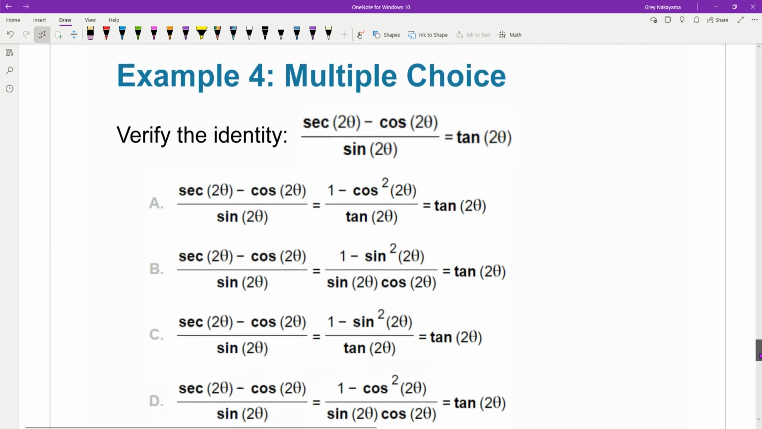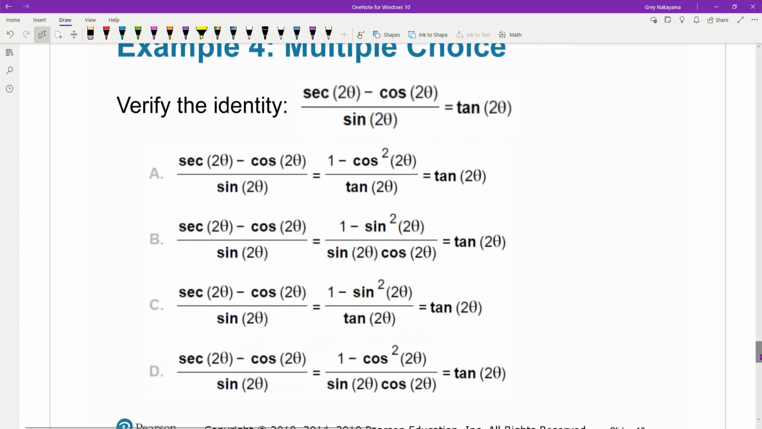So you just have to be able to follow it and figure out which one is the correct answer. To talk you through until we find the right one, we have the secant minus the cosine all over the sine is equal to the tangent. It's 2 theta every time. We don't have to write it.